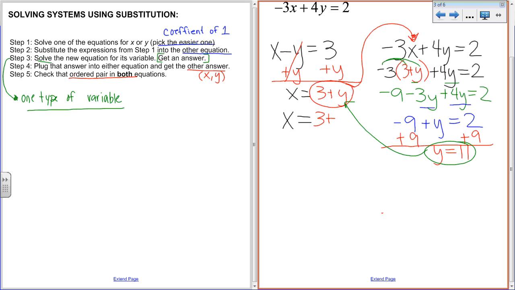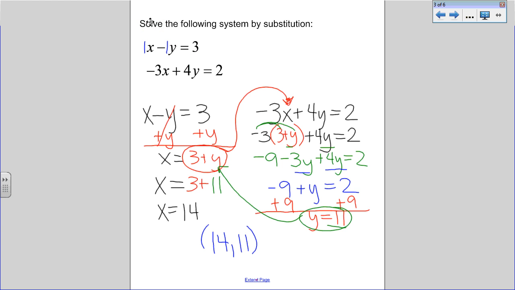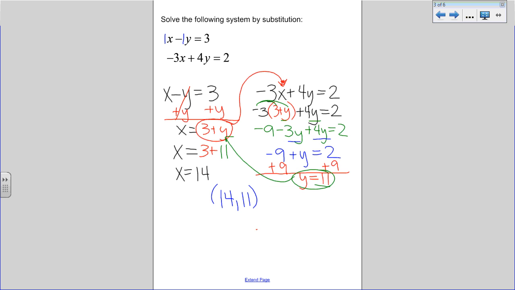3 plus, and then we have to plug in this 11 that we had here. 3 plus 11. And so what we get is x equals 14. So our solution here is x comma y, 14 comma 11. So let's get out of this split screen and let's take a look at what checking is going to look like with this problem.